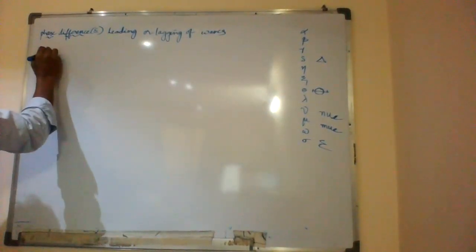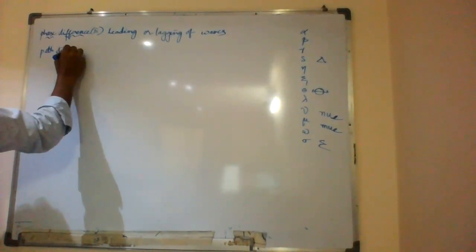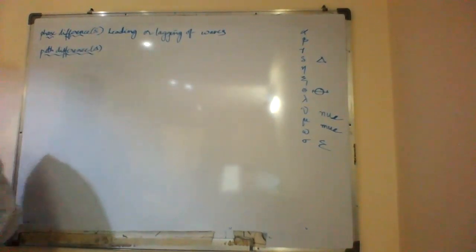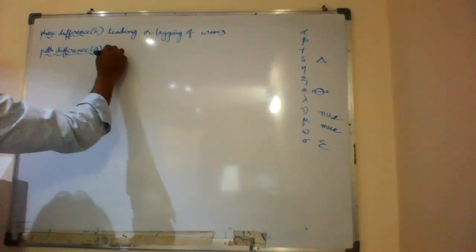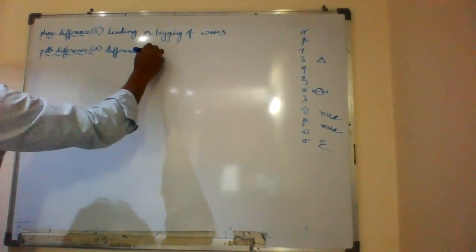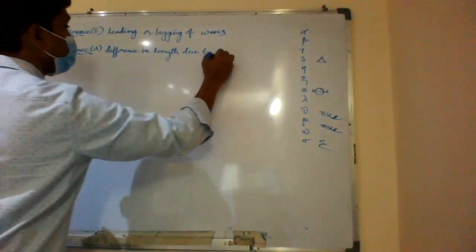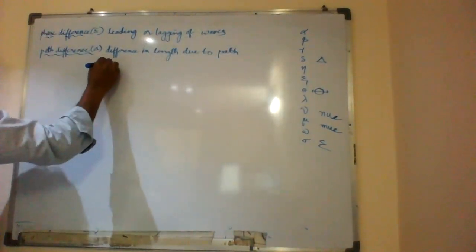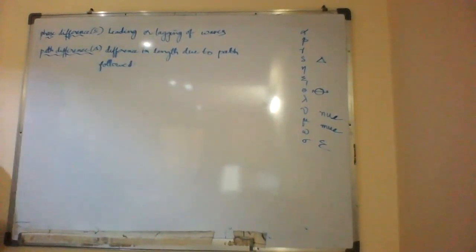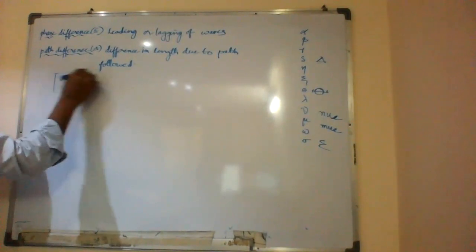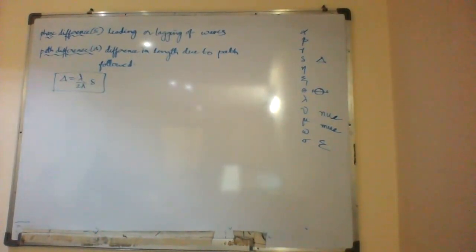Then path difference is capital delta, the difference in length due to the path followed. The other is capital delta equals lambda by 2 pi times small delta. Small delta and capital delta, both are delta. Small delta is phase difference. Capital delta is path difference. Yes, sir.